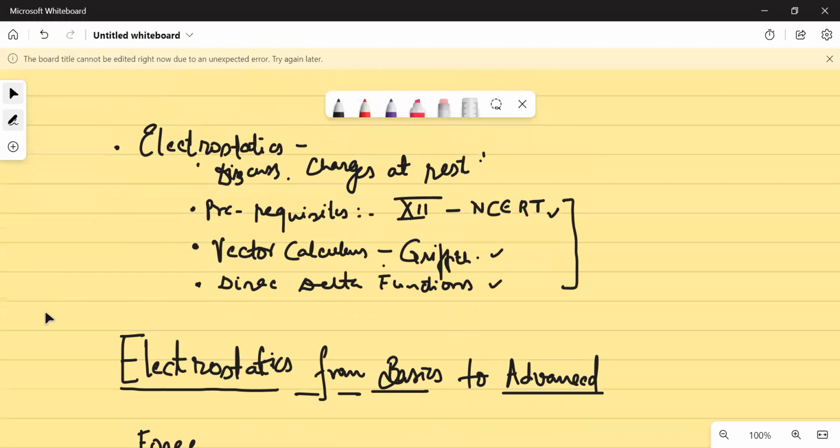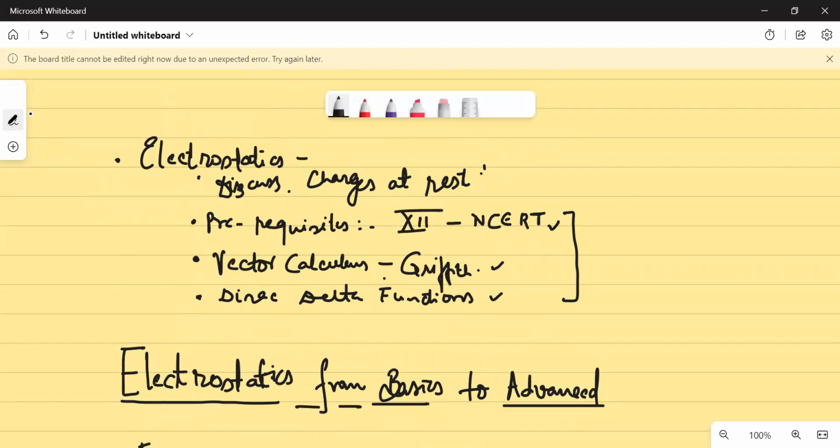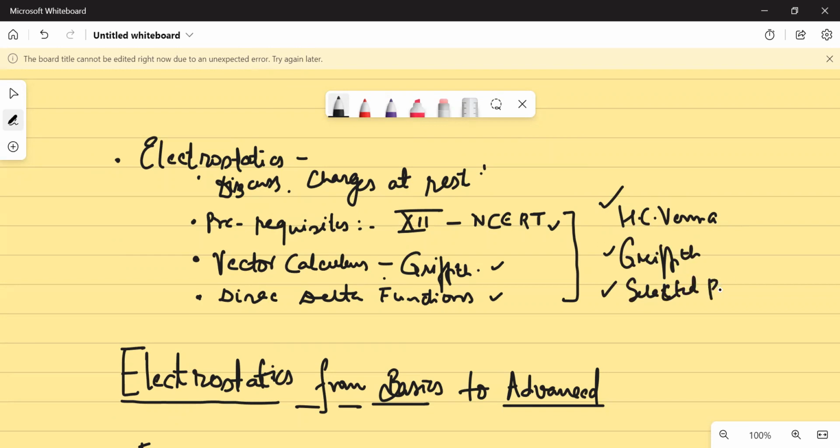The books that you can refer to: probably H.C. Verma from standard 12th. I've not read this book, but I found that many people recommend it, so I'll recommend it to you. Another book that I find good is Griffiths. And some selected reading of Jackson. I'll tell you what selected portions you need to read from Jackson.